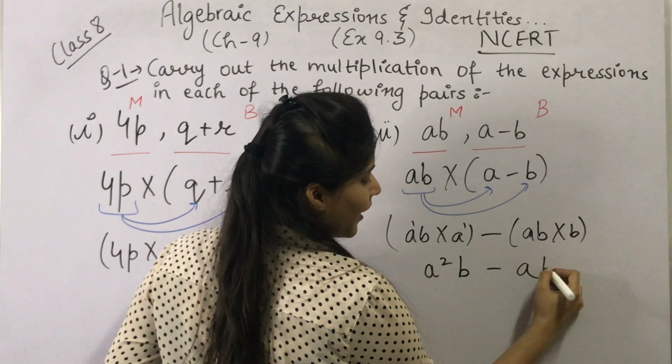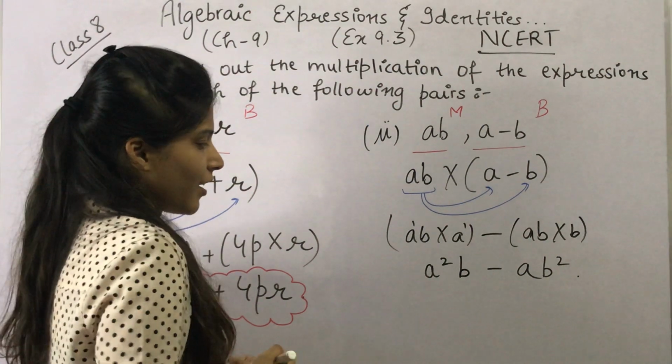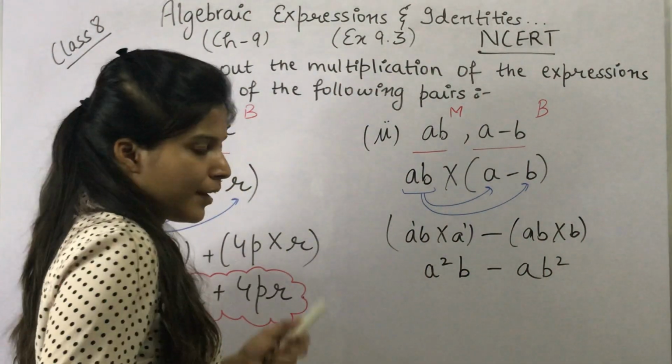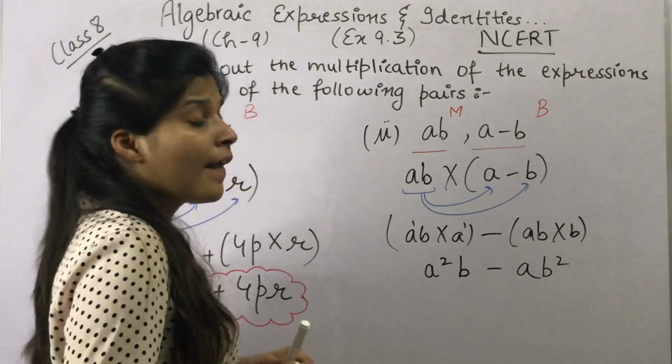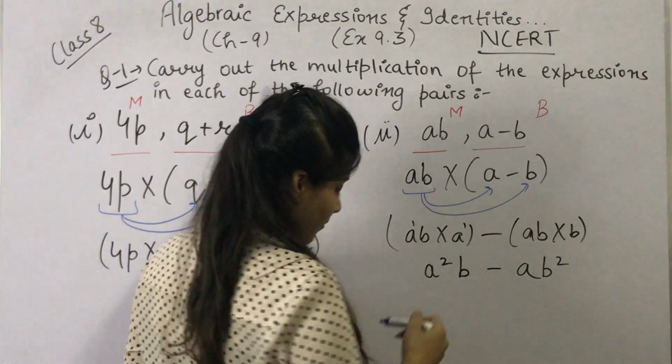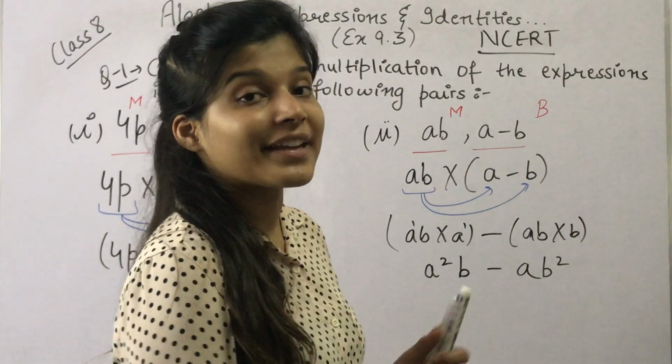So A as it is रहेगा and B to the power 2 हो जाएगा. So this is the answer. A square B minus AB square. Now children, we cannot subtract them. Why? Because they are not like terms.